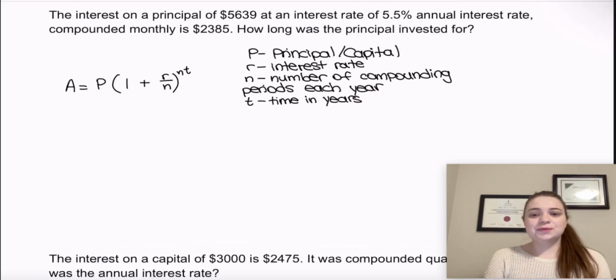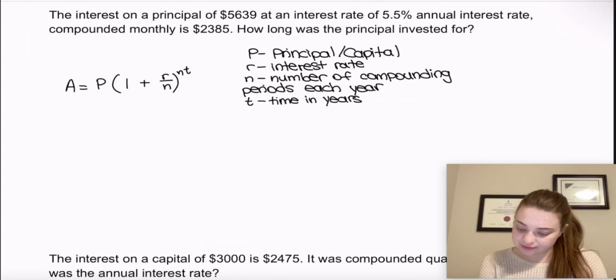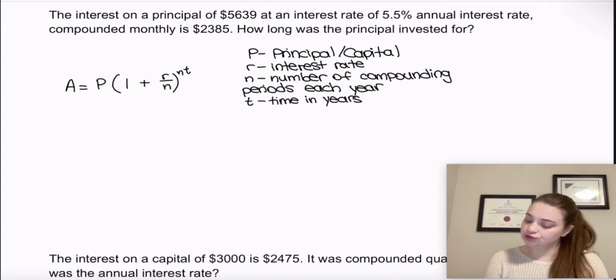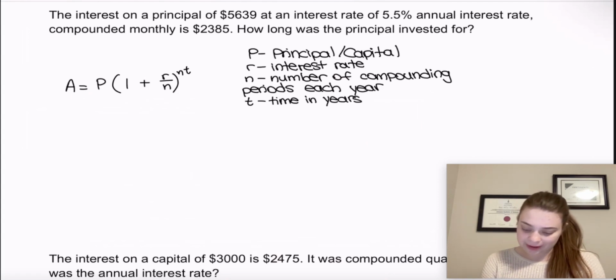All right, let's continue with the next problem. The interest on a principal of $5,639 at an interest rate of 5.5% annual interest, compounded monthly, is $2,385. How long was the principal invested for?